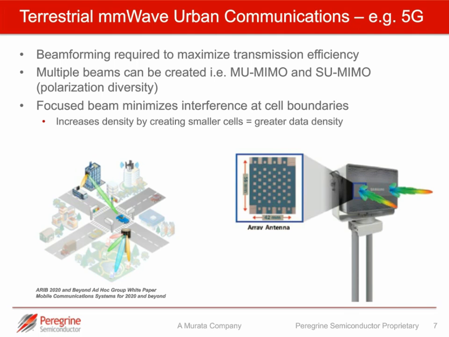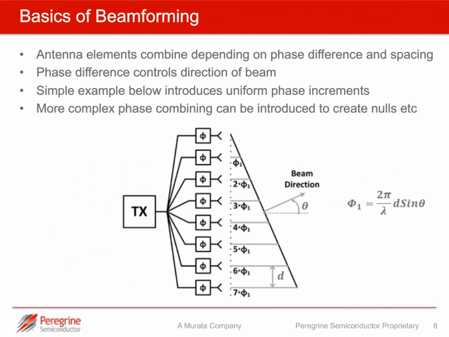So just to touch on a little bit of basic theory behind beamforming, for the purposes of this example, we're taking a very simple example where we have uniform increments between the antenna array elements. What this diagram is showing is a series of antenna array elements spaced at even spacings of distance d, and you can see on the right hand side we can work out the incremental phase that's required based on the formula 2π/λ · d · sin θ.